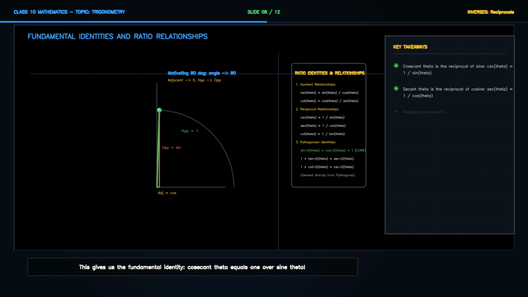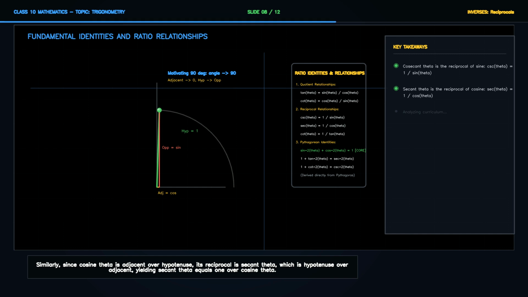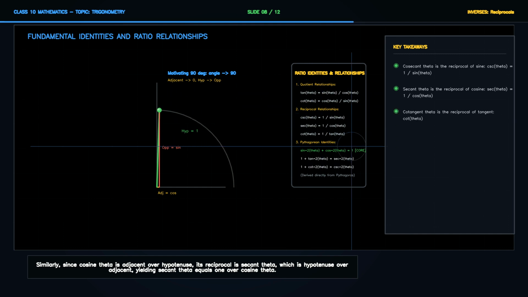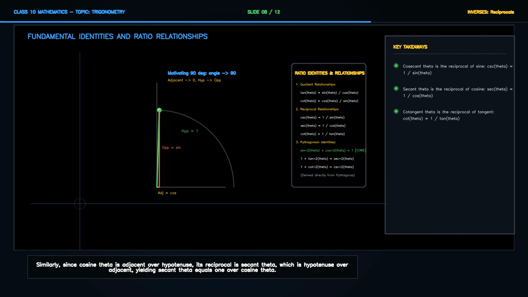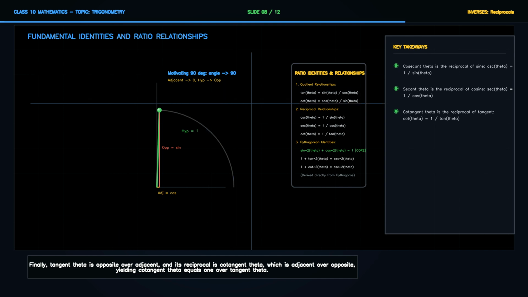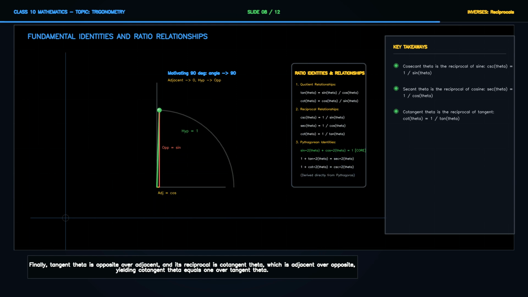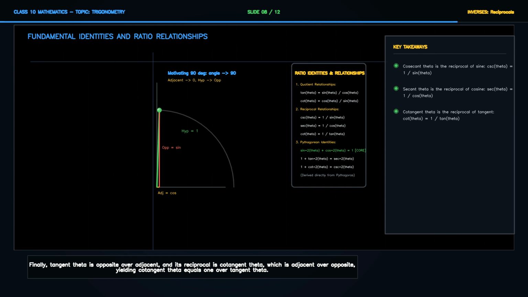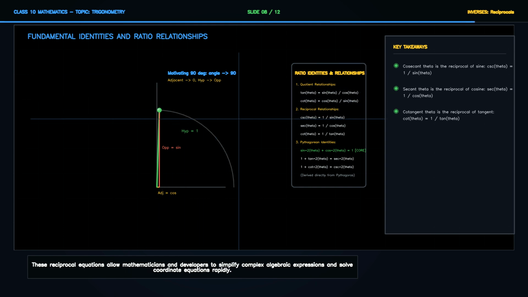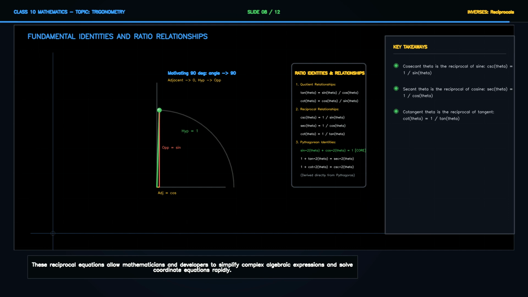Similarly, since cosine theta is adjacent over hypotenuse, its reciprocal is secant theta, which is hypotenuse over adjacent, yielding secant theta equals 1 over cosine theta. Finally, tangent theta is opposite over adjacent, and its reciprocal is cotangent theta, which is adjacent over opposite, yielding cotangent theta equals 1 over tangent theta. These reciprocal equations allow mathematicians and developers to simplify complex algebraic expressions and solve coordinate equations rapidly.